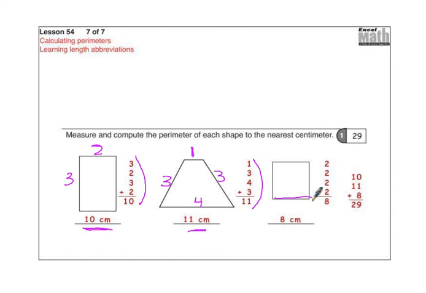And on this last one, it's 2 on each side. So you can do 2 plus 2 plus 2 plus 2, or you could have written 2 times 4, which is equal to 8 centimeters. And when you add those three answers up, you get 29 centimeters, which agrees with the check answer.